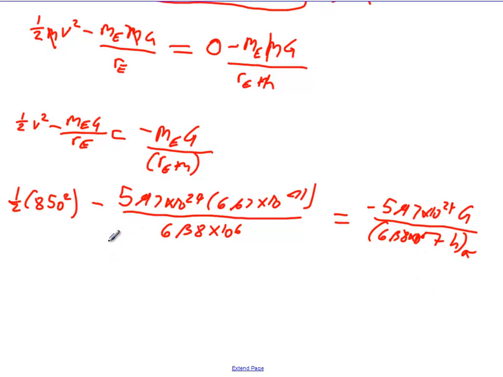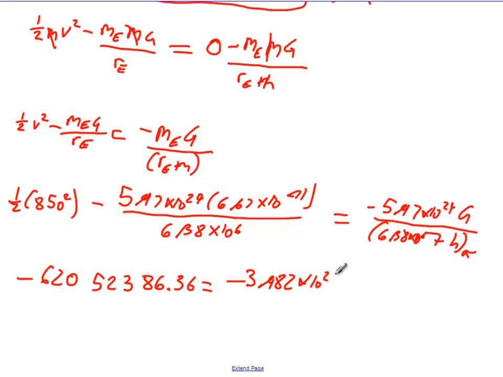Alright, so we can do some simplifying because this is just a number, this is just a number, and what we get is negative 620,523,86.36. Okay, the top of this is negative 3.982 times 10 to the 24th over the radius of the Earth, which I'm just going to write, plus h.